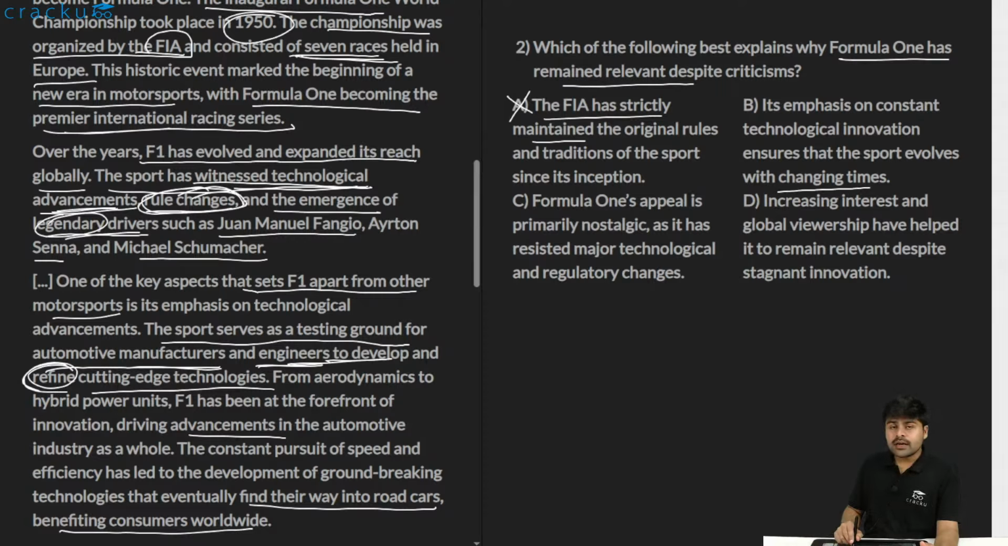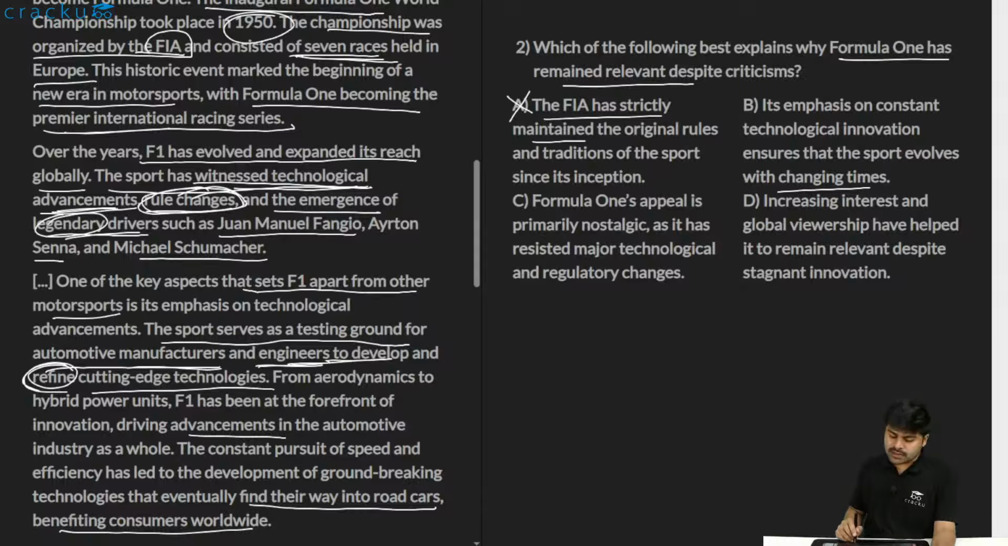That is true. F1 is trying to evolve with changing times, right? It is trying to adopt better financial policies. It is trying to adopt policies which address its carbon footprint and so on. So that is something that can be contributing to F1's relevance. Therefore, it might be the correct answer.